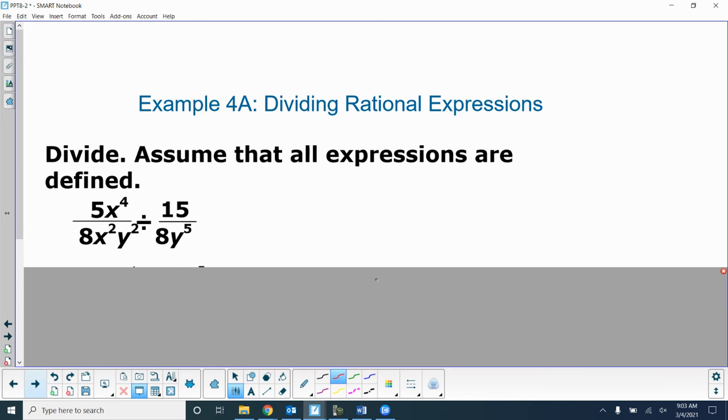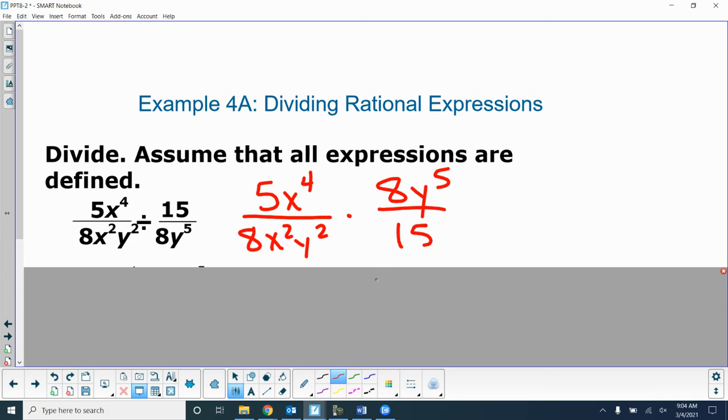All right? So what do I got to do with this one here? Flip it. I need to say it's 5x to the 4th over 8x squared y squared times 8y to the 5th over 15. That's what I'm thinking. Now do everything else we've been doing. Okay, what happens to the 8's? Cancel. 5 and 15 become what? A 1 and a 3. Those are 1s, right?